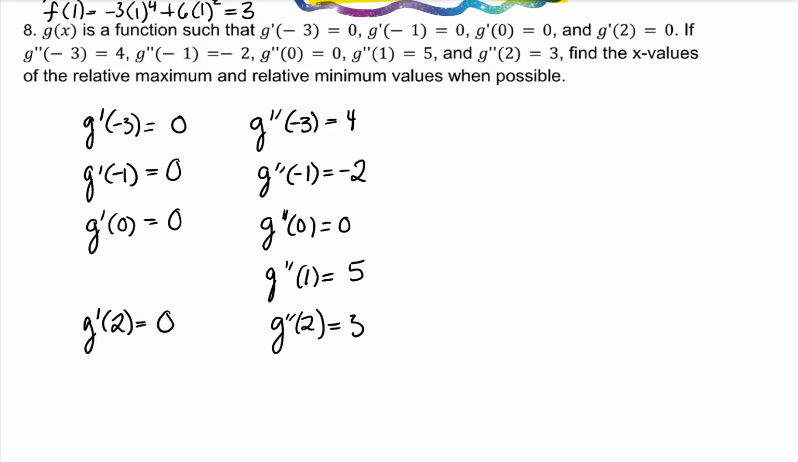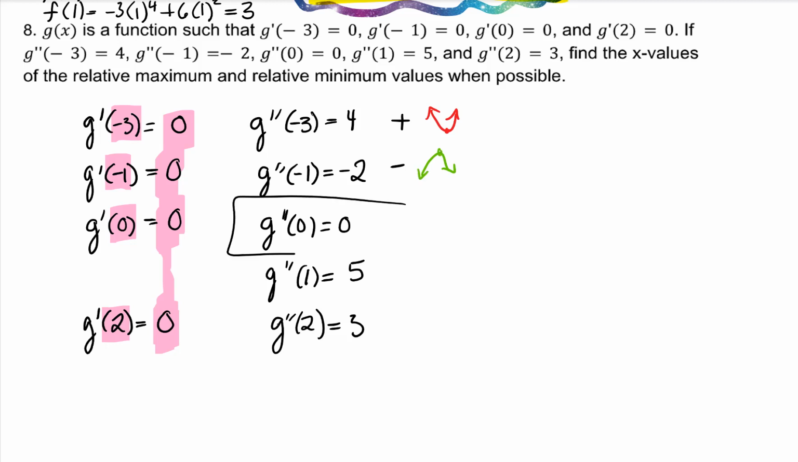So the first thing to establish is that -3, -1, 0, and 2 are critical numbers because the first derivative at those values is 0. Let's look at the second derivative of those values to determine the concavity. At -3, we're concave up. Concave up indicates a relative min. Concave down, which represents a relative max.